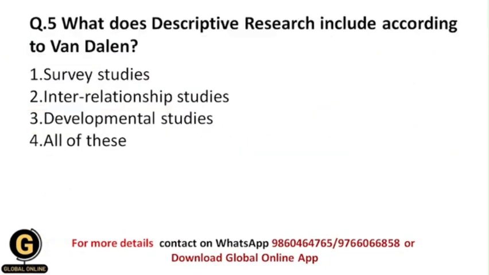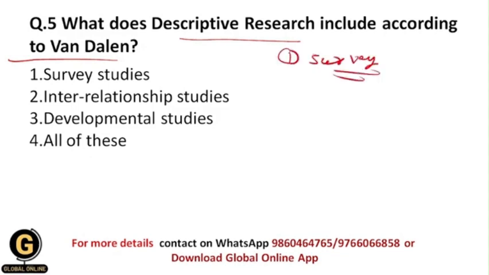Okay, now next, what does descriptive research include according to Van Dalen? According to Van Dalen, there are 3 types of studies included in descriptive research. The first one is survey studies. Within survey studies we ask questions to the participants and participants respond to us.